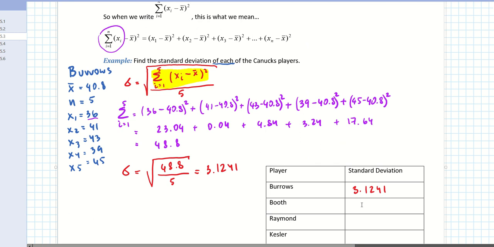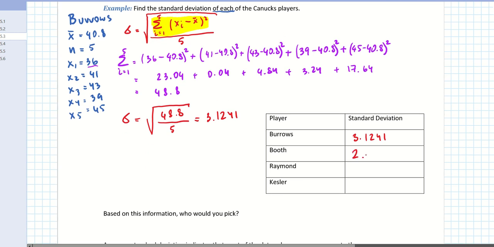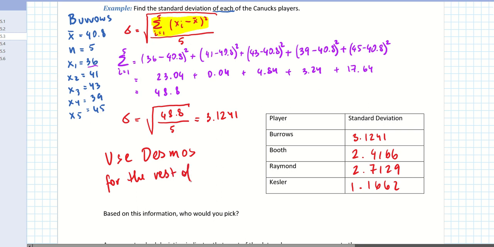So make sure you learn how to use your own calculator or use Desmos. So again, the value that I got for Booth was 2.4166, and then for Raymond I got 2.7129 and 1.1662 for Kessler. So I used Desmos for the rest of the calculations. All right.